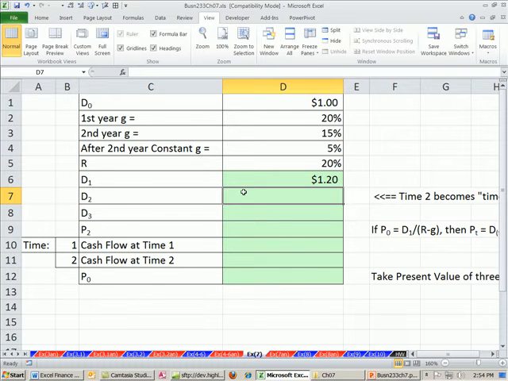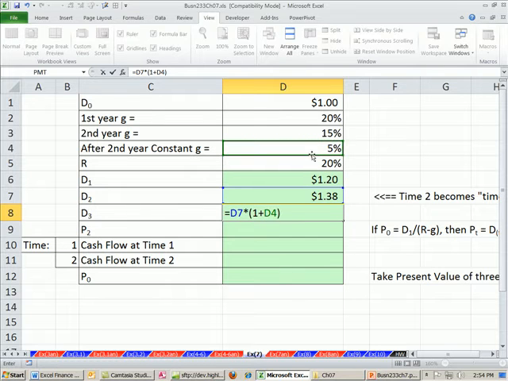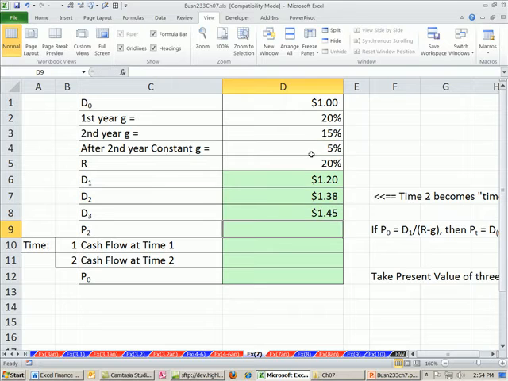Now, we can take that dividend, and since the next period we're assuming a 15%, we could say times this one plus 15%. Okay, so we have dividend 1, 2. And finally, we need to go out to time 3 with our dividend to get price at time 2. So we take that, and I'm going to go 1 plus the constant assumed dividend increase rate.